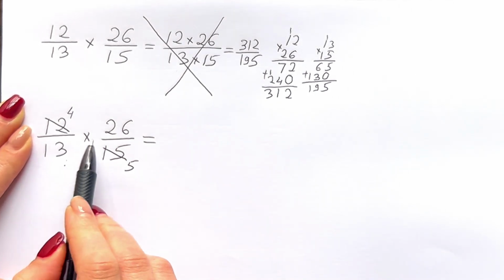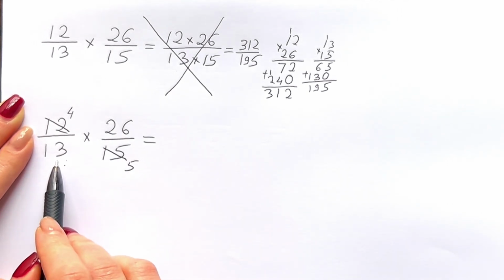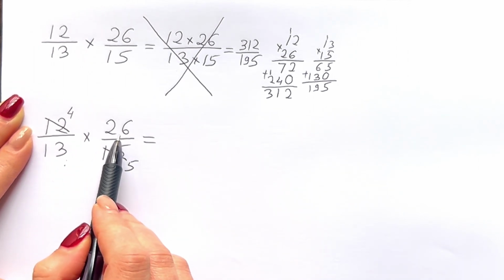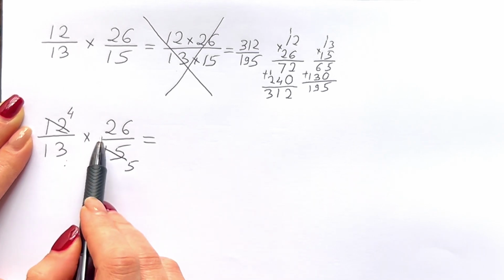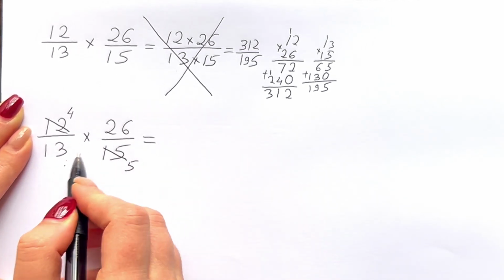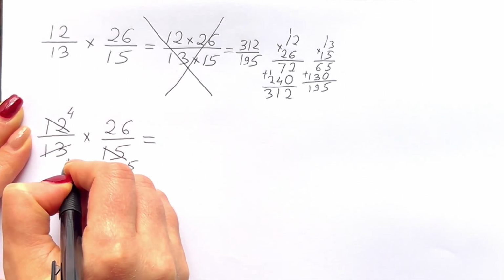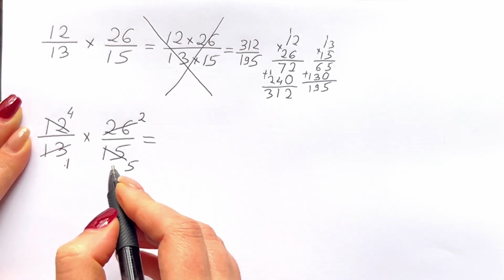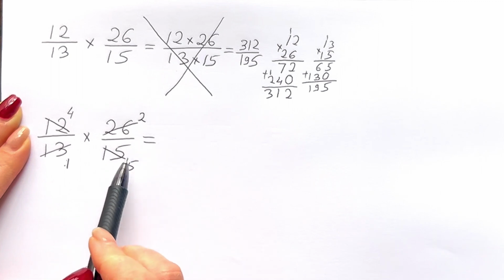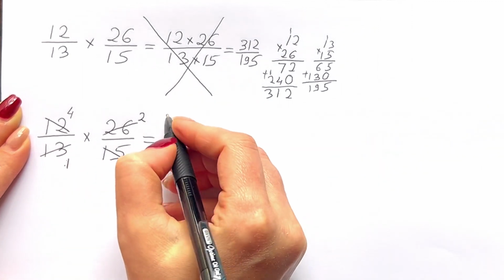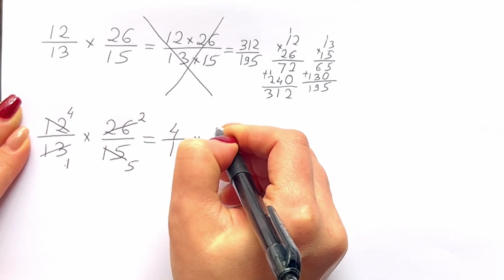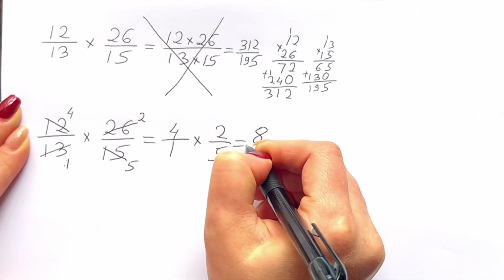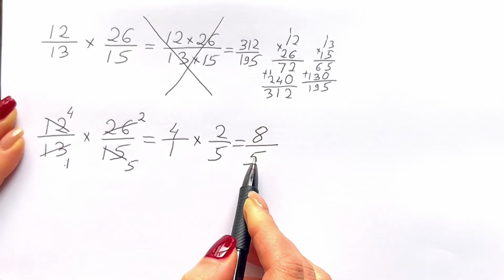Now it's simple. 13 and 26. Okay, 13 is a prime number. 13 you can divide only by itself. Let's see if 26 is divisible by 13. 26 divided by 13. 2 times 13 is 26. So I can divide both by 13. 13 divided by 13 is 1. 26 divided by 13 is 2. Now, I have only 4 over 1 times 2 over 5 instead of these big numbers. 4 times 2 is 8. 1 times 5 is 5. Did you see how simple it is?